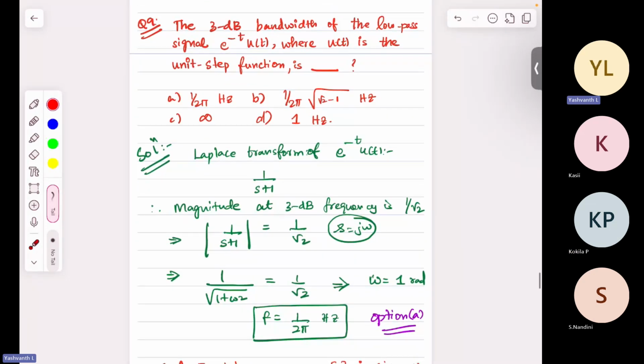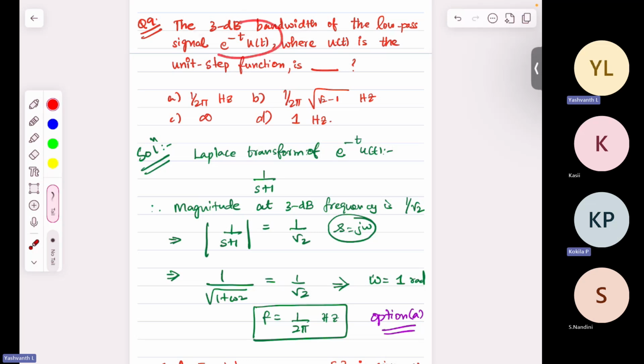I guess some of you have left and rejoined again because of connectivity issues. I can just quickly repeat. So basically the question is, what is the 3 dB bandwidth of the low pass signal e power minus t into u of t, where u of t is a unit step function? So 3 dB bandwidth means what? Exactly the frequency at which the power or the energy becomes exactly half. That is what I do.